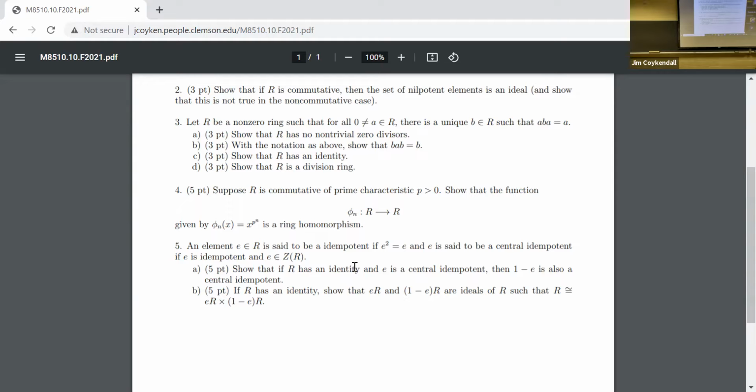Number 5, an element e in R is said to be an idempotent if e squared equals e, like in number 1. And e is said to be a central idempotent if e is idempotent and it's in the center of R. So that means that it commutes with everything multiplicatively. Show that if R has an identity and e is a central idempotent, then 1 minus e is also a central idempotent. And b, if R has an identity, show that eR and (1 minus e)R are ideals for R, and R is isomorphic to the direct product.